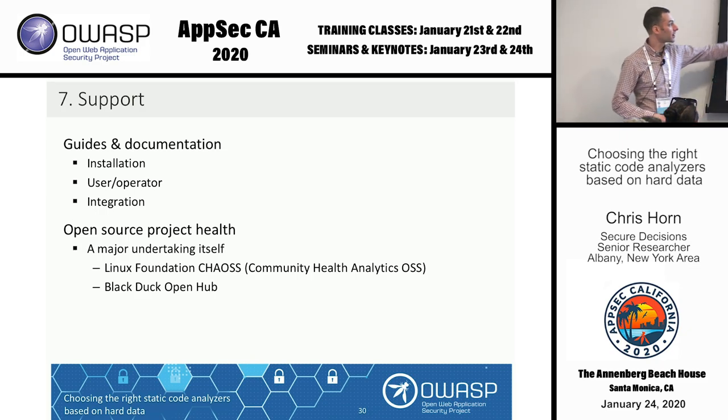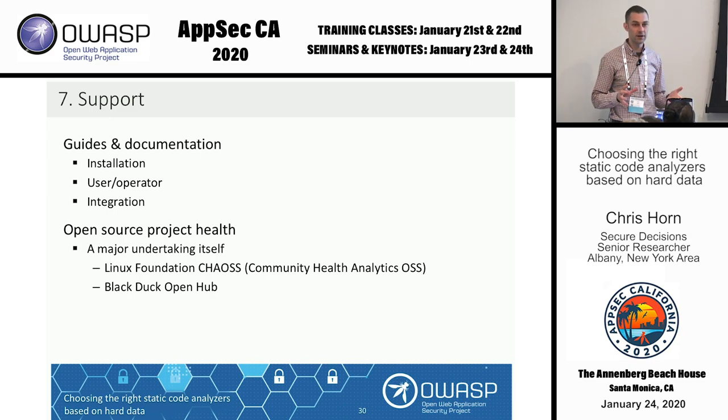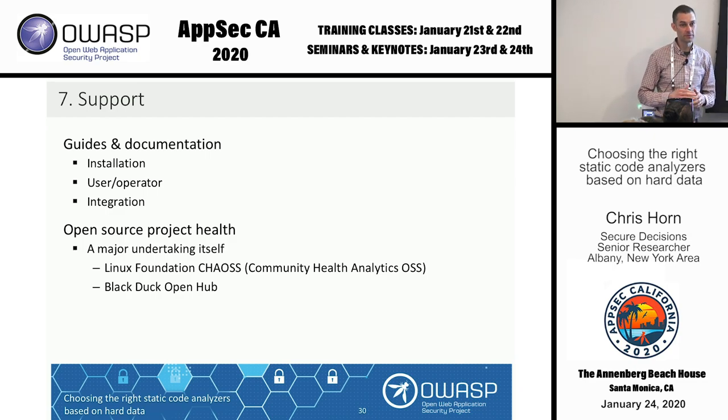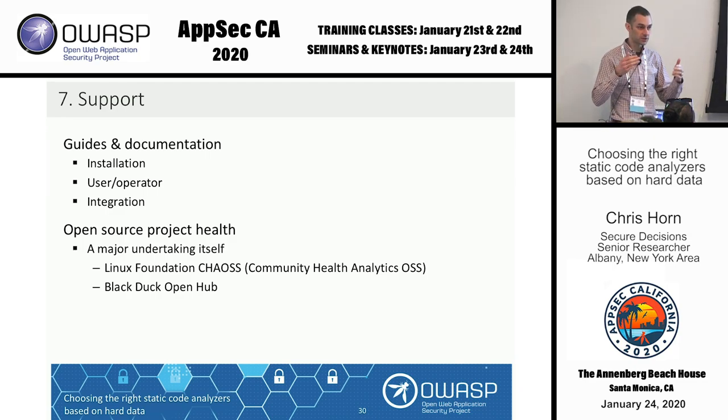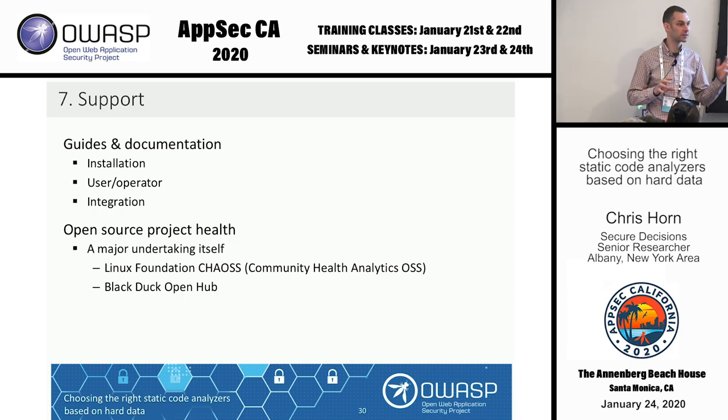There's a whole Linux Foundation set of metrics for assessing the health of an open source project. Also, Black Duck Open Hub is a good resource that we found that has information about the health of an open source project. So the number of contributors, the activity, the different types of systems they have, issue trackers, mailing lists, et cetera.